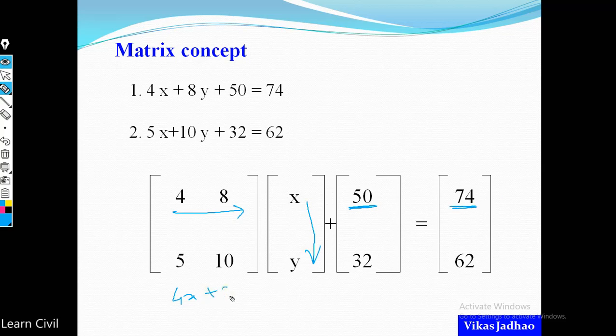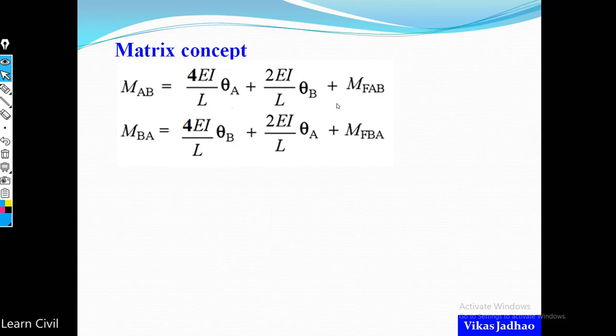So 4x plus 8y plus 50 is equal to 74. This is equation number 1. Then the second row multiplied by the column plus this value is equal to 62. So 5x plus 10y plus 32 is equal to 62. Like this the simultaneous equations can be written in matrix form. So these are the basic equations of our slope deflection method.